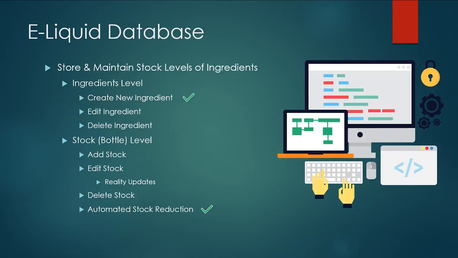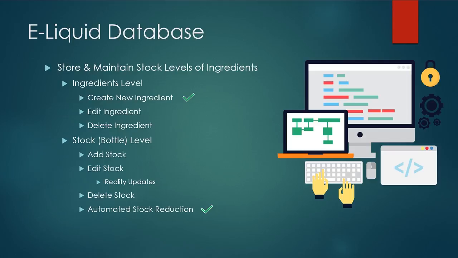We can't edit the stock, and you'll see I've got a little note here that says reality updates, because what might happen, and that does happen in fact, is that when you buy a 10ml bottle of a flavour, for example, you might end up with 11ml. So the normal mathematics would tell you that bottle's empty when you can clearly see that it's not. So we need somewhere to update reality, i.e. add a little mil back into the amount of stock we've got.